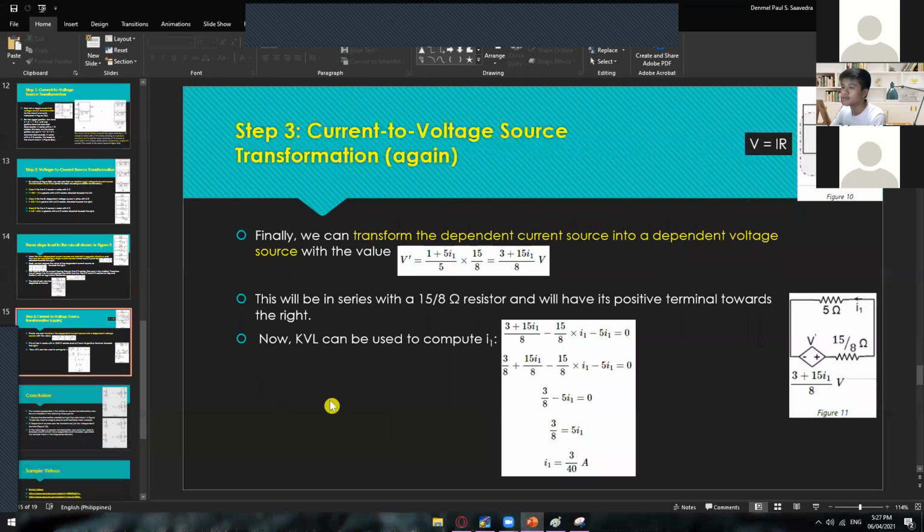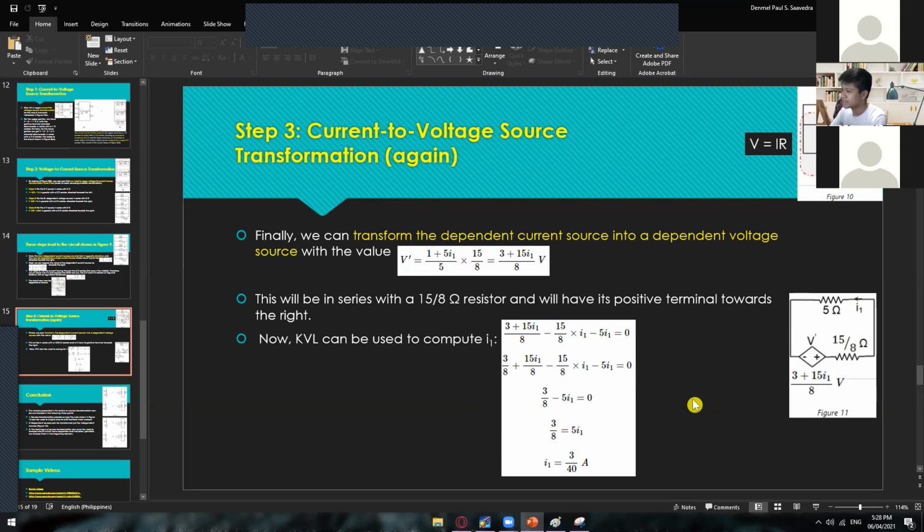So what's next? Transform the time source. All right, from here we have again applied another source transformation. This is, I think, the fourth source transformation. From current, it became a voltage source, which will give you this equation.